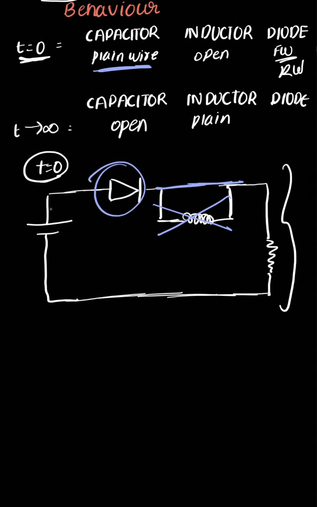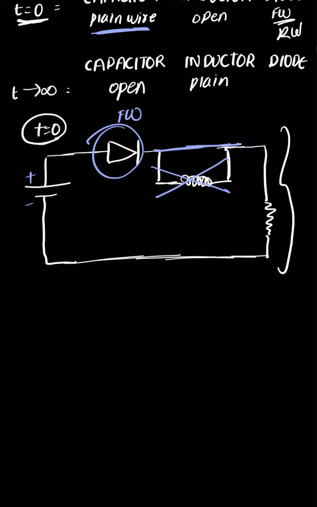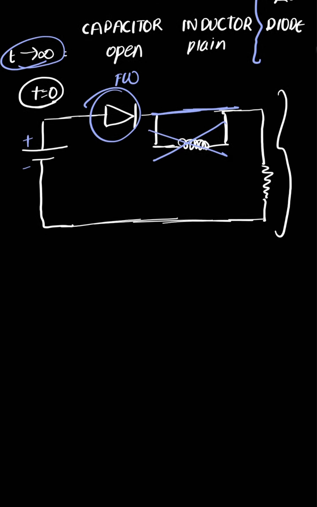And if we see this diode, this is the positive terminal, negative terminal, so this is forward biased, so current will flow through it. If it was reverse biased, then it would act like an open circuit, no current would flow through it. The diode is not dependent on t equals 0 or t tends to infinity. It only depends on forward biased or reverse biased. So at t tends to infinity, this capacitor that was here before acts as an open circuit, and this acts like a plain wire.